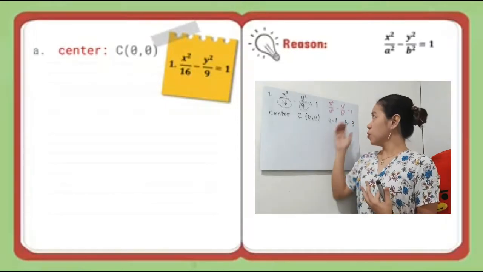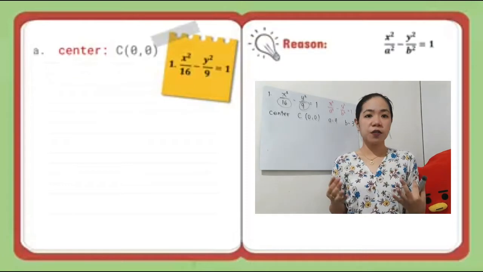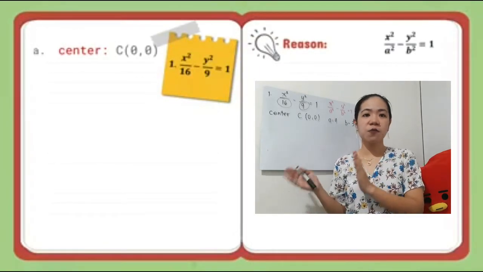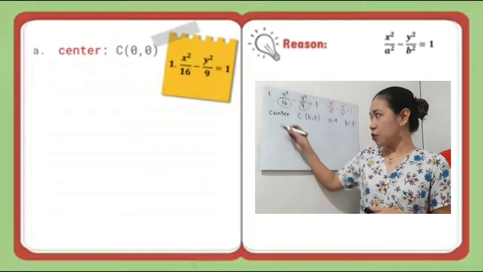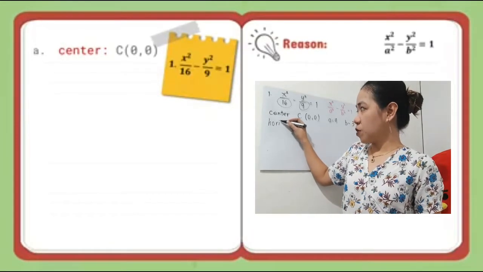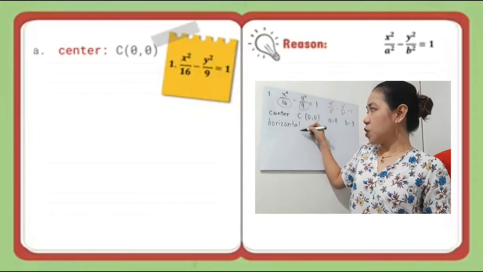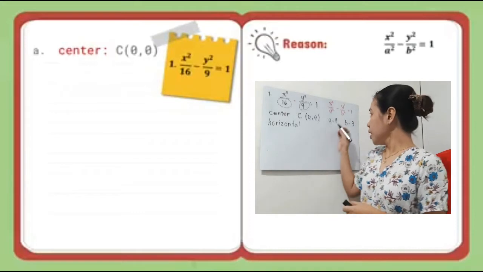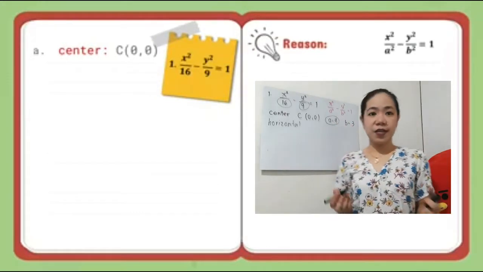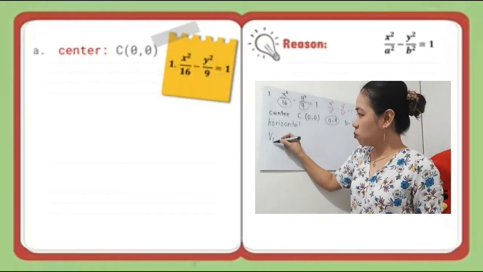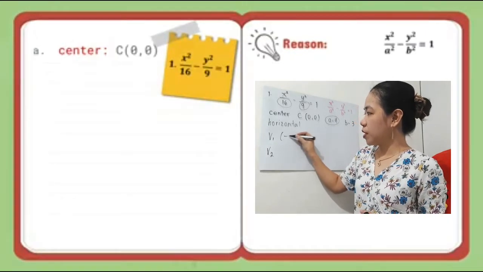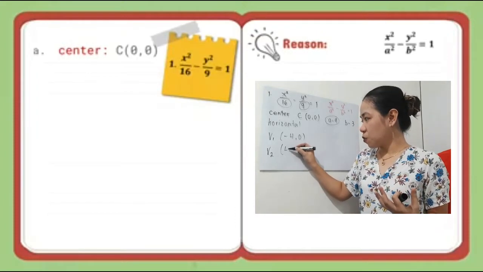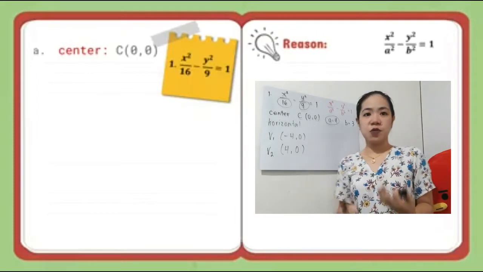Okay, looking back to the equation, we have it in the form x squared over a squared minus y squared over b squared equals 1. X comes first before y, therefore the transverse axis is horizontal. That means to say the vertices are on the x-axis. So we'll get the vertices from the value of a. So we have V1 and V2. That would be (-4, 0), because it's on the x-axis, and the other one, (4, 0).